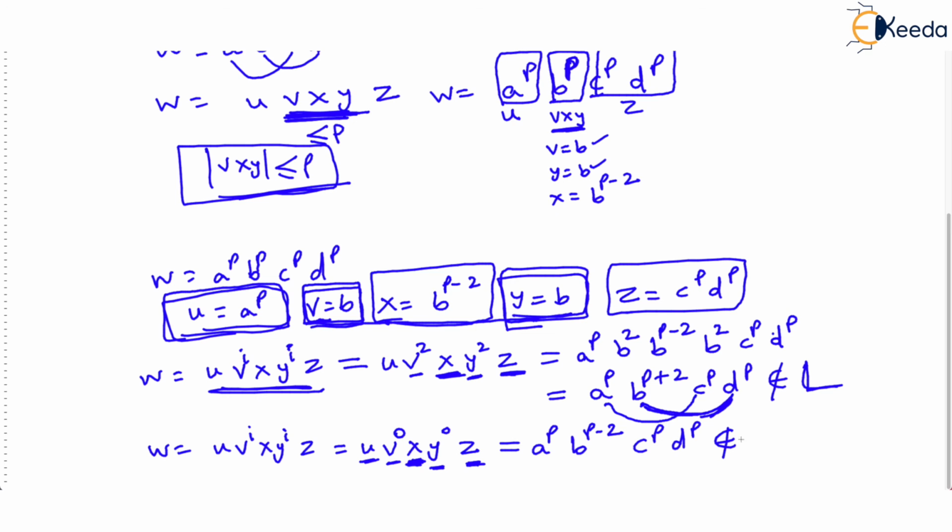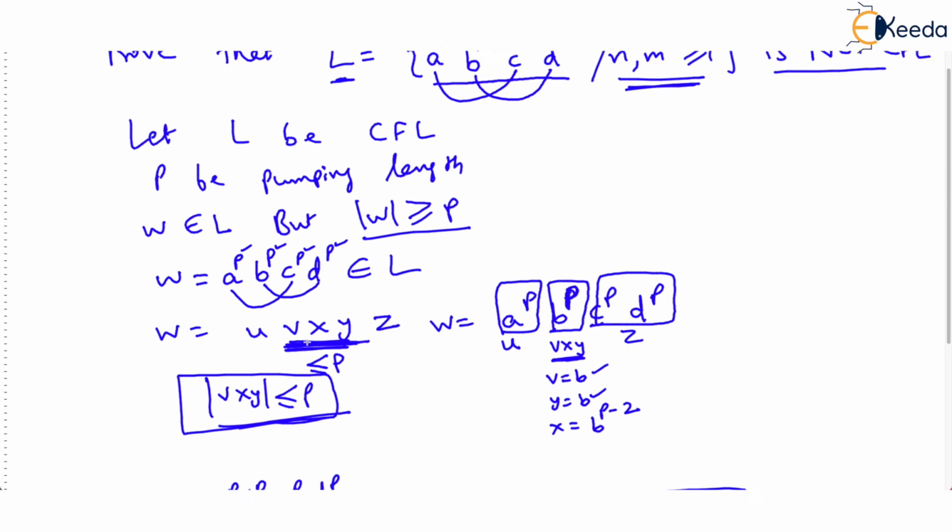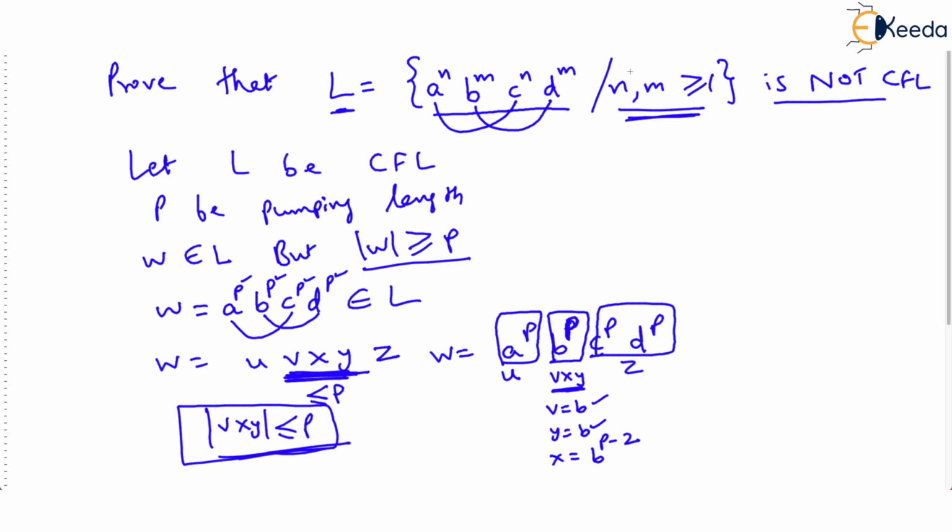This is again not an element of L, because the number of a's are matching the number of c's, but the number of b's are not matching the number of d's. Then the new word that we have got is not part of L. That means our assumption that the given language is CFL was a contradiction. I hope you have understood how to prove this language is not CFL. Thank you very much.